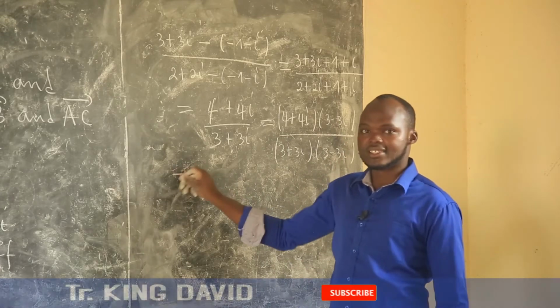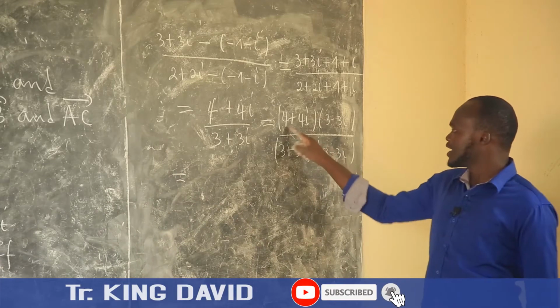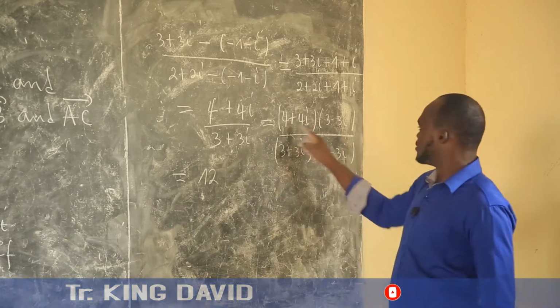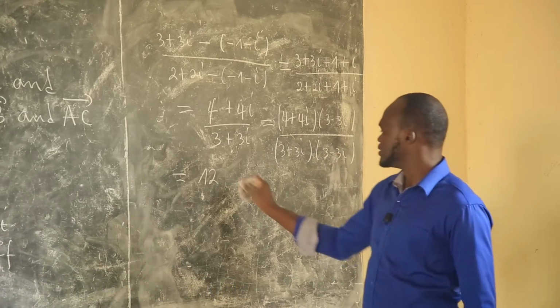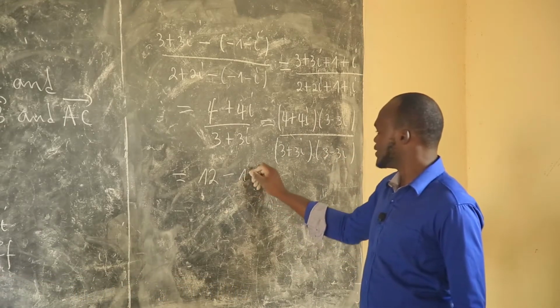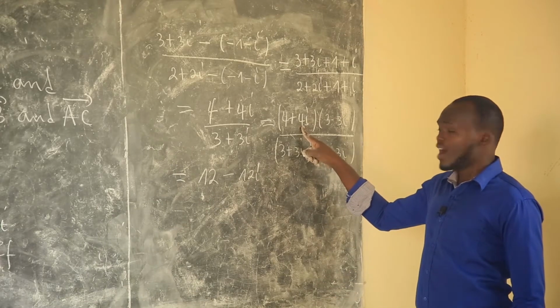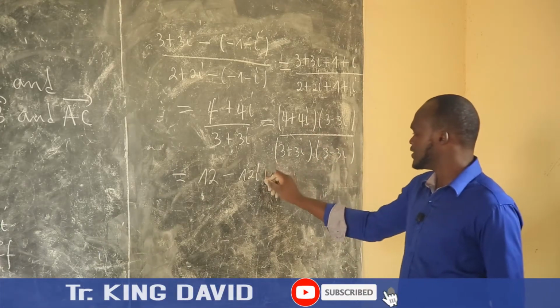So now the answer is 4 times 3, that is 12. 4 times negative 3i, that is negative 12i. Then 4i times 3, that is 12i.